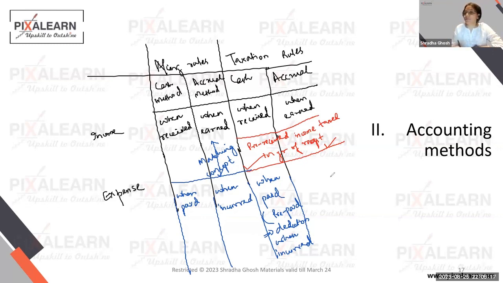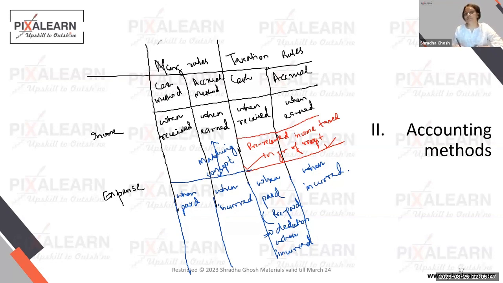If it is an accrual basis and if it is taxation, the general rule is expenses are offered as a deduction when they are incurred, not when they are paid, but when they are incurred. Is this clear? So this is the entire second topic, which is the concept of accounting method in a nutshell.